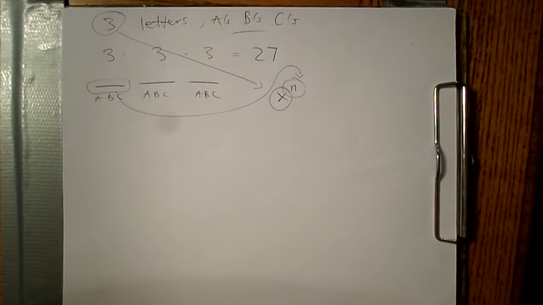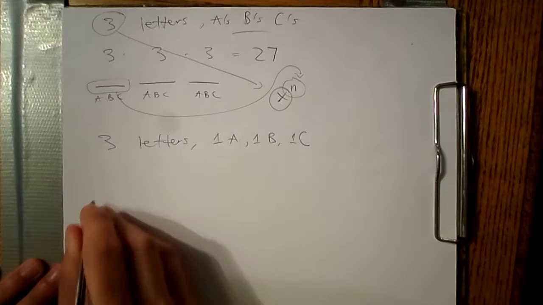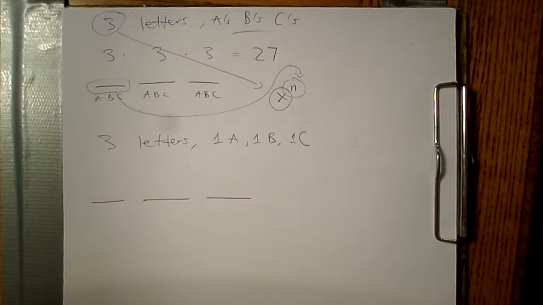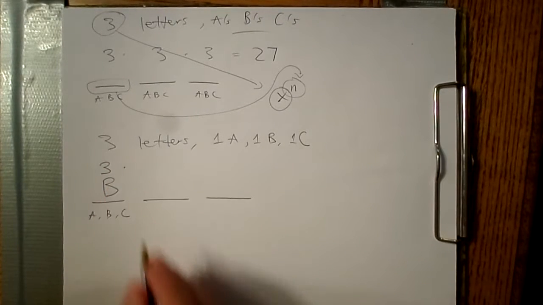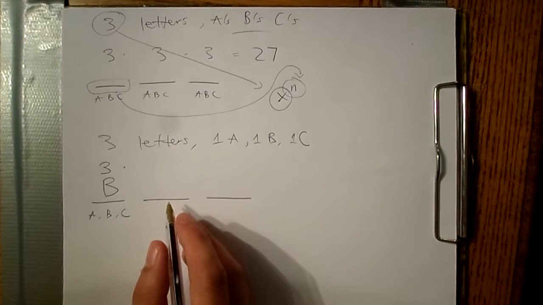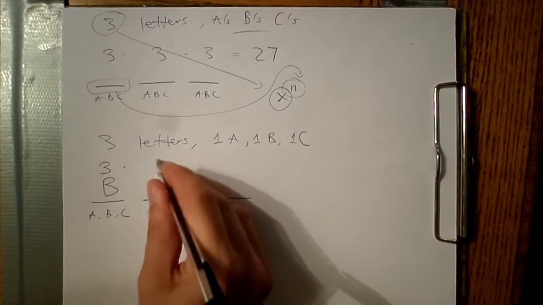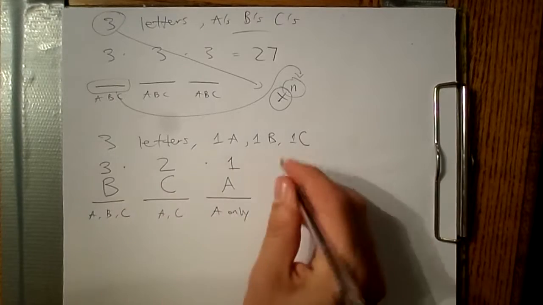Now, what if we get a little stricter? Let's say we still want a 3-letter word with A, B, and C, but we want to use each letter only once, so one A, one B, and one C. Well, let's try making one of the words and see what that tells us about the other possibilities. We'll start with B here, and we know there's 3 letters we can use. Now the second letter. We can't use B again, but we could use A or C, which is 2 letters. I pick C because why not? And then the last letter can only be A.